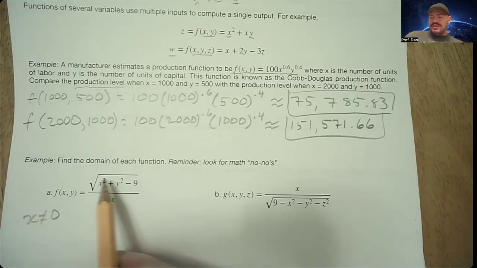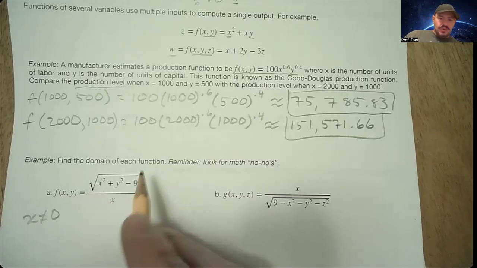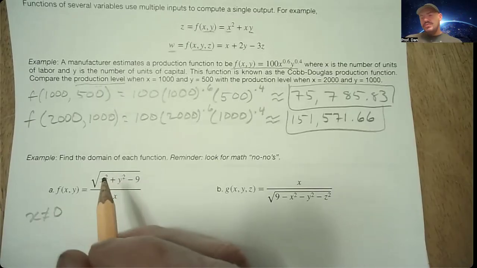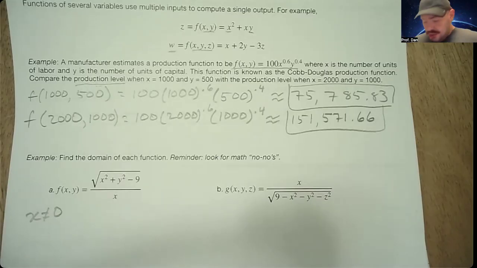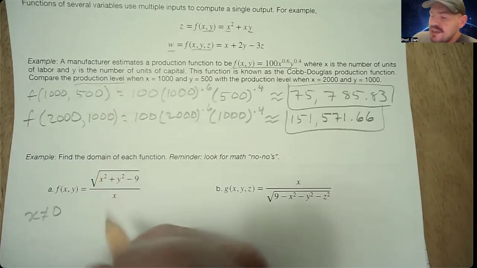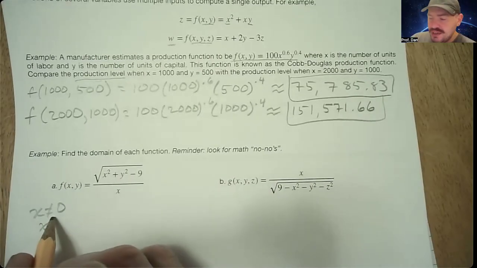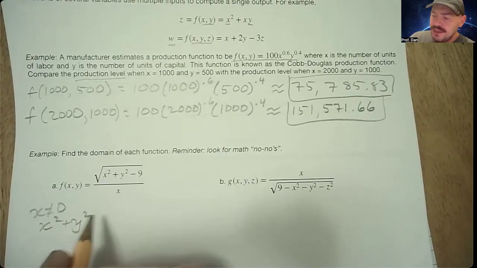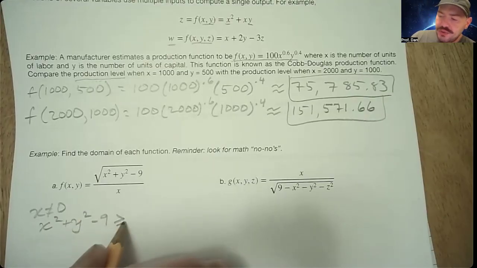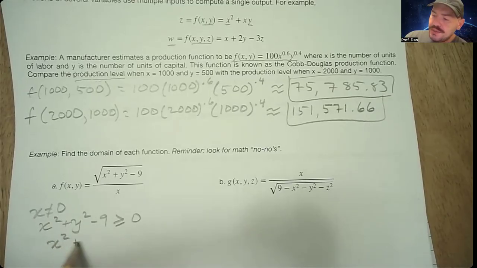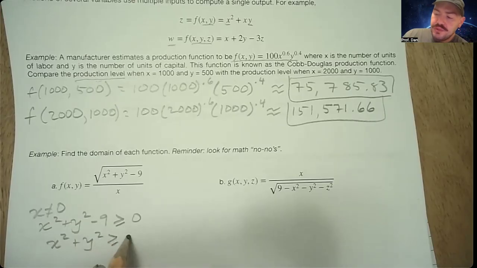All right. The other thing I see is that we have an even root. With even roots, remember the inside has to be positive, otherwise you start dealing with complex numbers, which is not something we do in this course. But if you ever take complex analysis, you get to learn all about it. So we know that the inside of that square root has to be greater than or equal to 0, which basically means that x squared plus y squared has to be greater than or equal to 9.